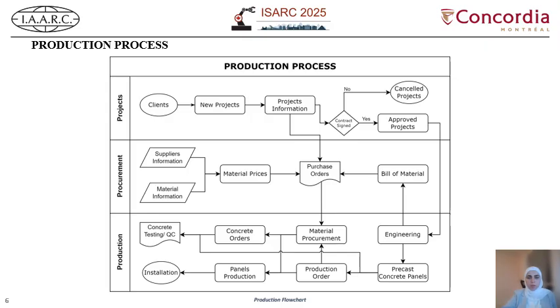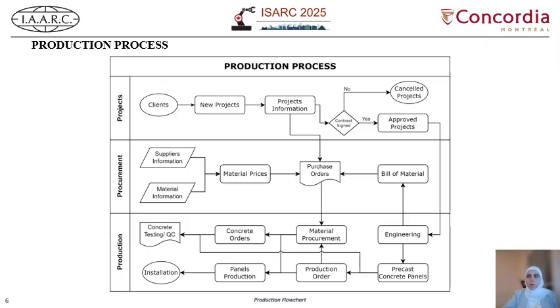A production flowchart is created to gain a better understanding of the overall production process and to identify all types of data involved in each stage. Each project starts from the client with the project's information. Based on that, we send a quotation. The project is then either cancelled or approved.